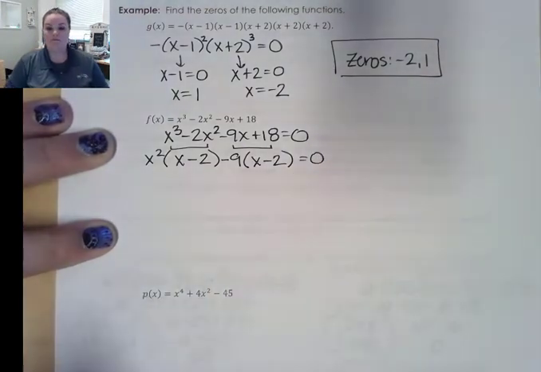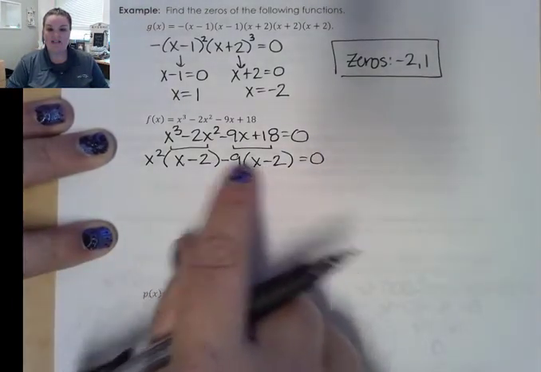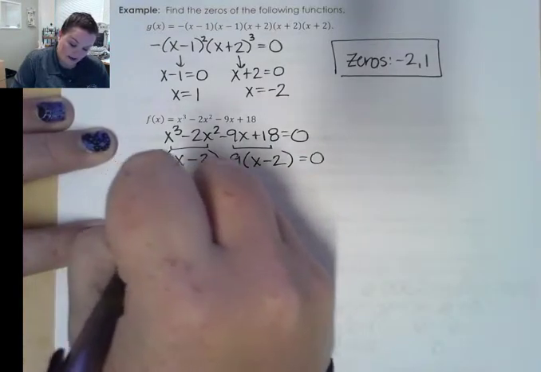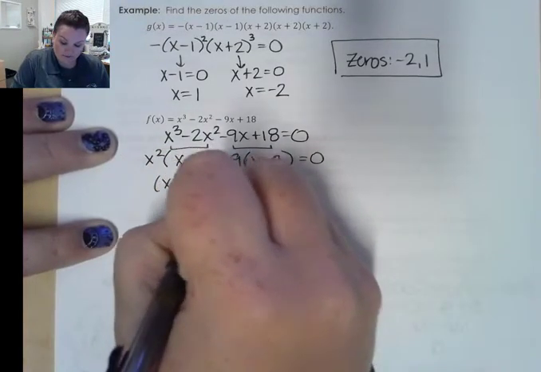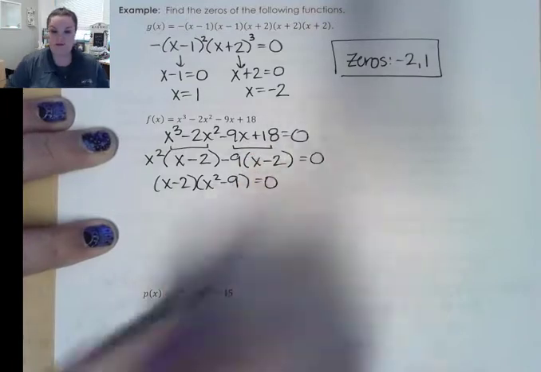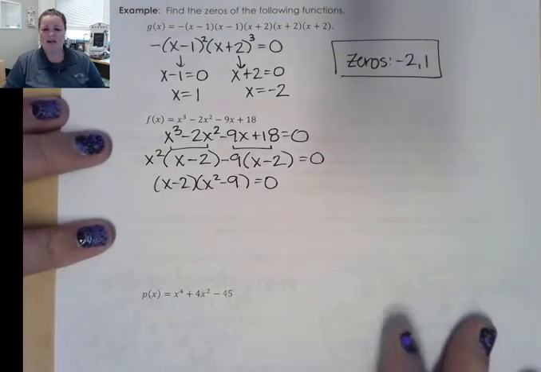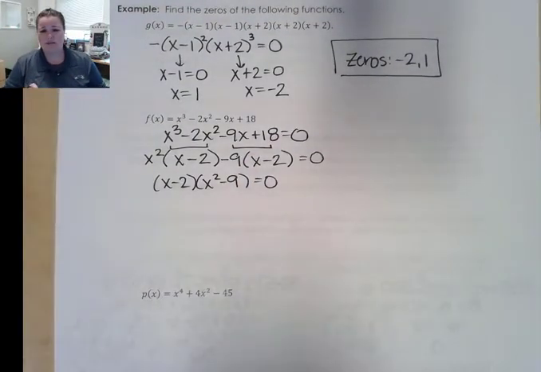Still equal to 0. Okay. And now they both have that x minus 2 factor, so I take that out, which leaves me with x squared minus 9. And then from here I can go ahead and solve, but I actually want to factor it as far as I possibly can until my factoring methods no longer work.